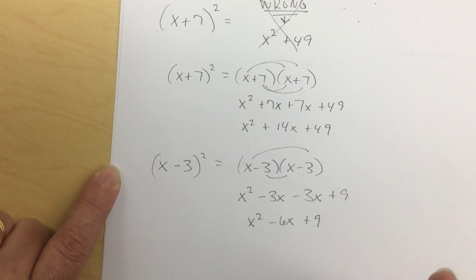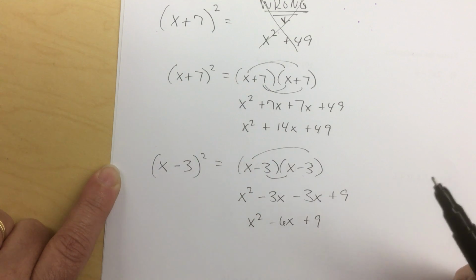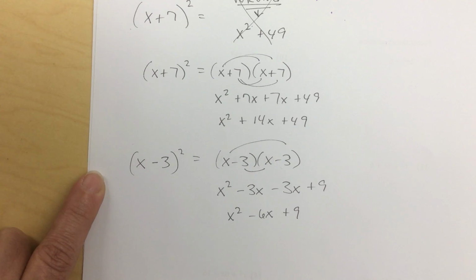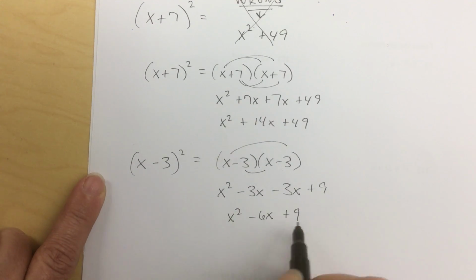Now they're going to be the same sign. In this case, they're both negative. In this case, both positive. And so they're going to double. So I have a lot of students that will look at this and they'll go, oh, square, double, square. Yeah, square it, double it, square it.